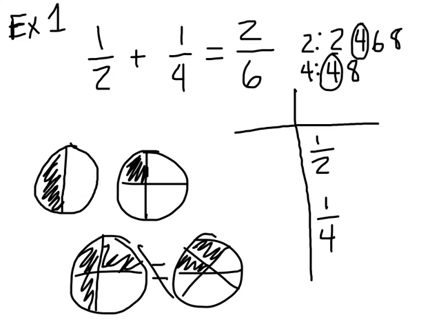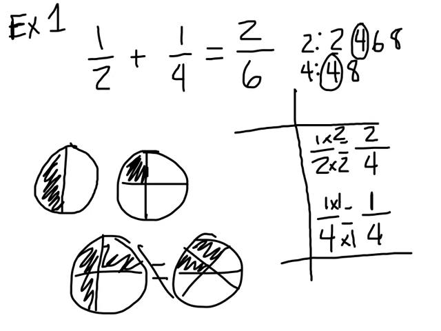After I've found my LCD, I need to change each fraction so that its denominator is the LCD. Remember, to change the fractions, I need to multiply by the same thing on the top and the bottom. We learned that last week in Math Intervention 2. 2 times what is 4? 2 times 2 is 4. So I would need to multiply 1 times 2. That gives me 2/4. 4 times what is 4? 4 times 1 is 4. So I would need to multiply 1 times 1. That gives me 1/4. Now I can add those fractions. What's 2/4 plus 1/4? It's 3/4.